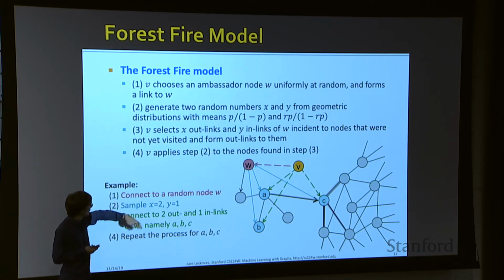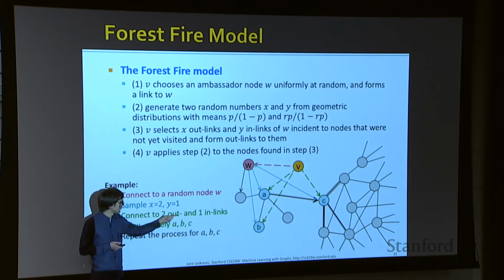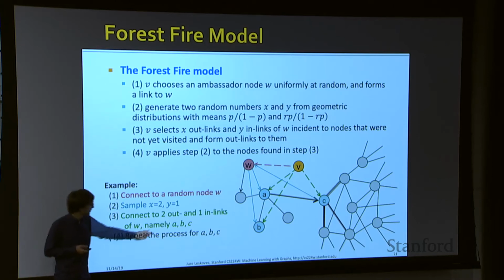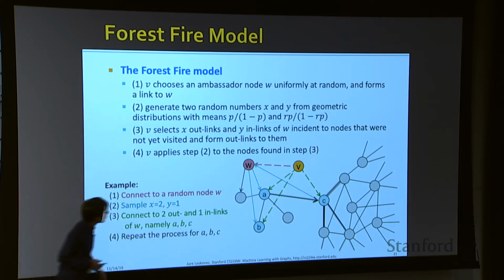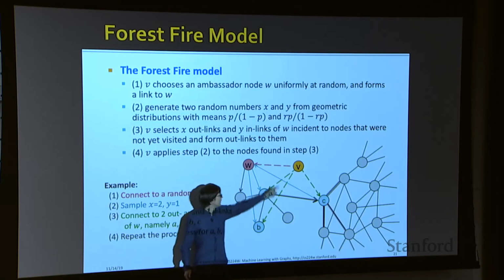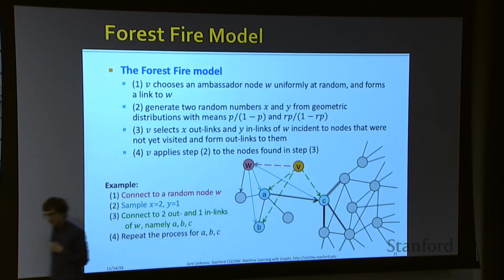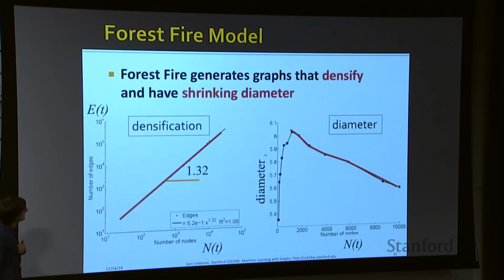Right, here's how the model works. V arrives, selects W, and samples the number of in and out links. Then we select the two outgoing neighbors and one incoming neighbor. Let's call them this way. And now we repeat the same process independently for each of these nodes. And then whoever got burned, we create edges to them from V. That's the idea. So now the question is, if you set some parameters, do you see densification?